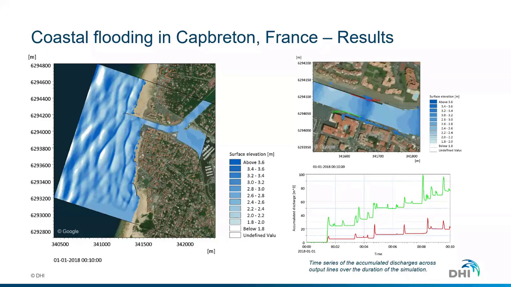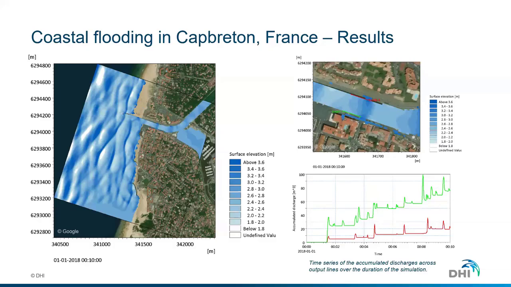Also, to our bottom right, we see some time series of the accumulated discharges across the two cross sections that we have. So we can see, of course, the highly nonlinear effect of overtopping, where a small number of waves are responsible for most of the overtopping.